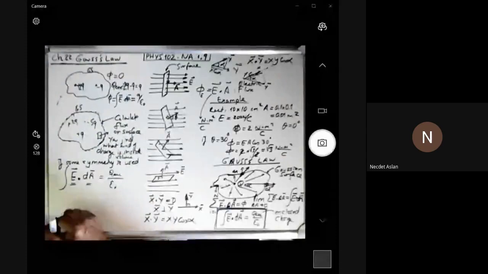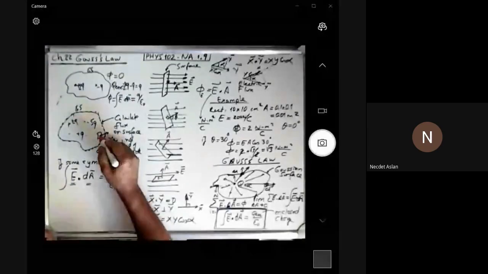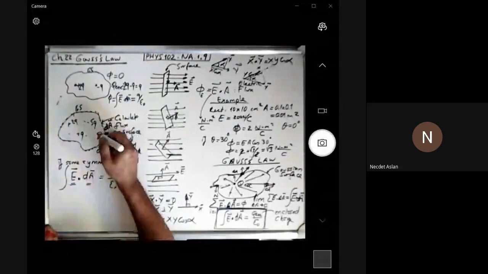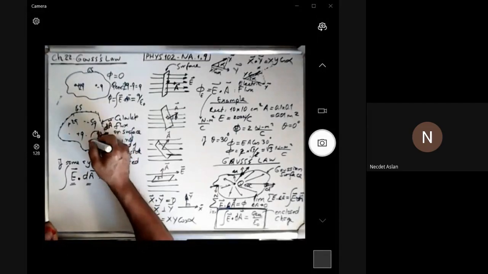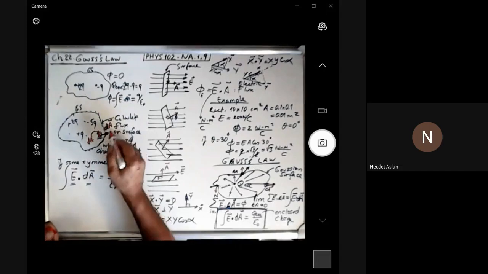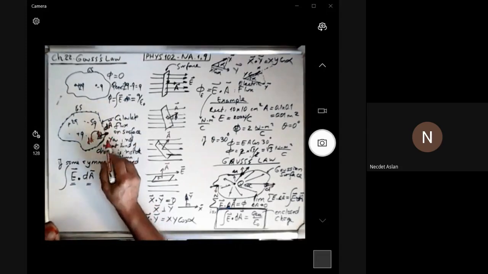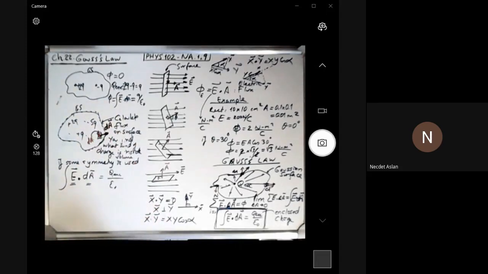Let's use the red color. This is the dA vector, but the size of this vector is just dA. When you don't put any vector sign, it's just its magnitude. But if you put the vector sign, it's not only its magnitude, but also showing the direction.